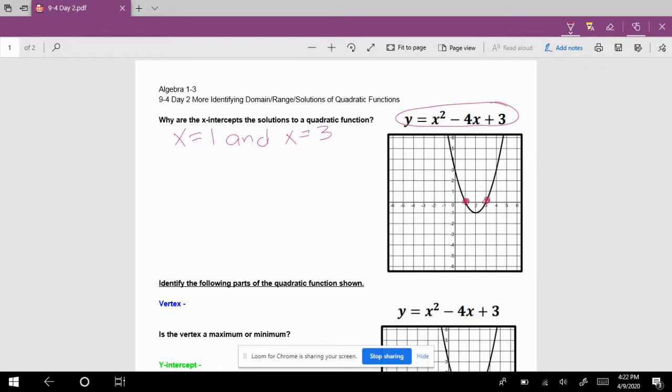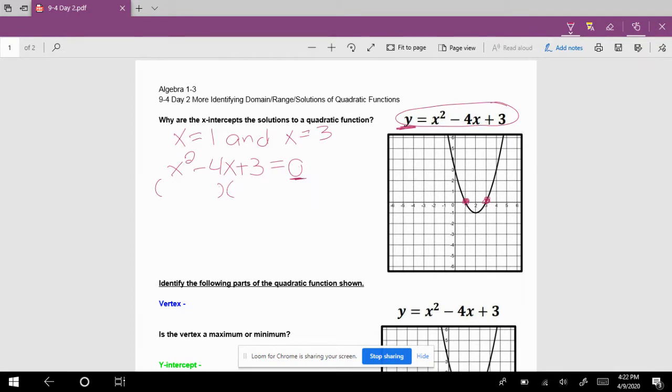The reason those are your solutions is prior to your quiz, when we were solving, you were given a problem like x squared minus 4x plus 3 is equal to 0. So now notice they're flipped around, but that 0 is your y value, right? You've just substituted in a 0 for the y. And by definition, if your y value is 0, then you're a point on the x-axis. So we can solve this by factoring.